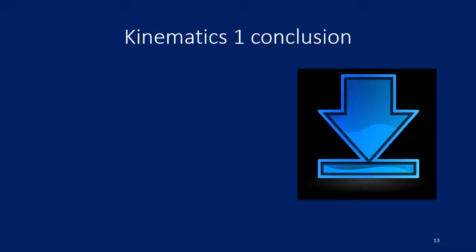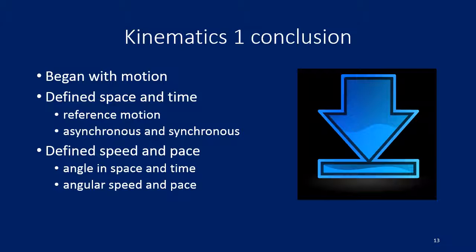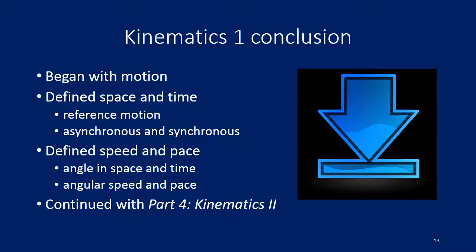In conclusion, we began with motion and then defined space and time in terms of motion. We looked at a reference motion and asynchronous and synchronous motion. We defined speed and pace, as well as an angle in space and time, and then angular speed and angular pace. Continue now with Part 4, Kinematics 2.